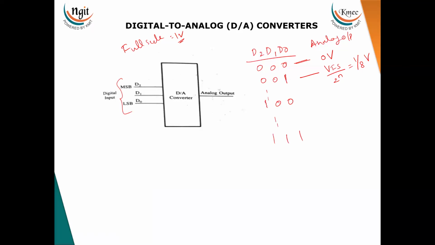Now, if only the MSB is set, then V full scale divided by 2, that is nothing but 1 divided by 2 volts. Now, if all the bits are set, then 7 divided by 8 volts. How are we going to get this voltage? I will explain that expression. Next, I will give the expression.